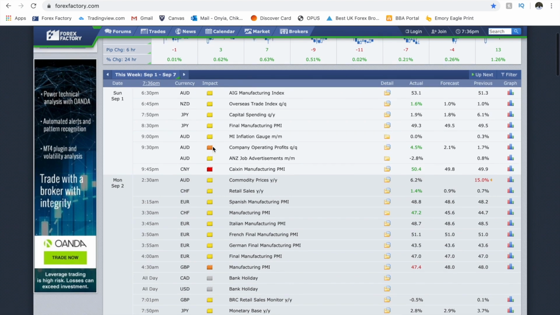How impactful is this economic statistic typically on the forex market? How does it affect the currency pair? Does it make it very volatile? What are the logistics behind that?